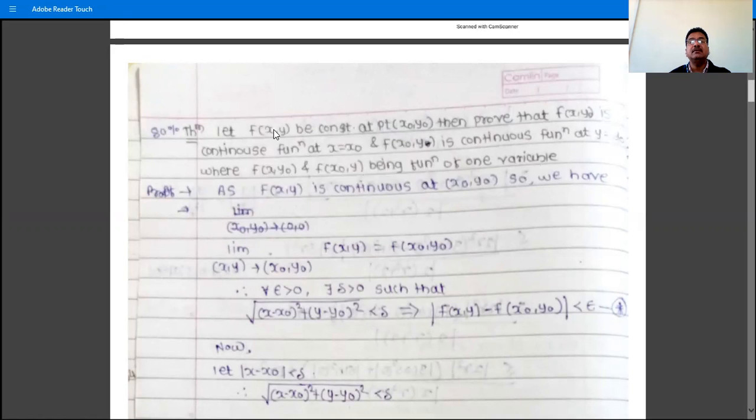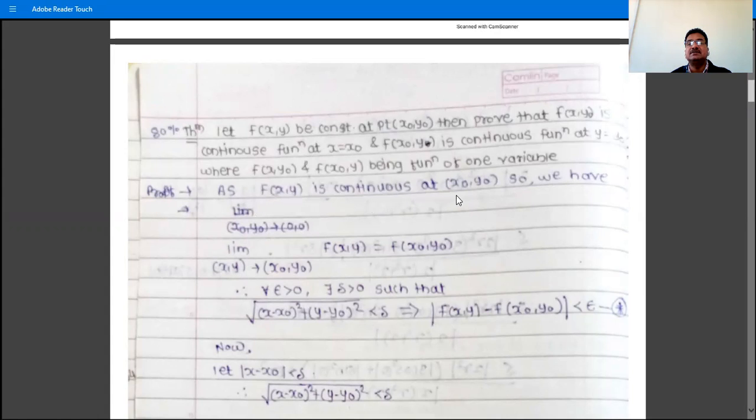And what is given? The function f(x, y) is continuous at (x naught, y naught). And what we have to show? We have to prove that f(x, y naught) is continuous at x equal to x naught, and f(x naught, y) is continuous at y equal to y naught. So what is given? We write first the meaning of the given.